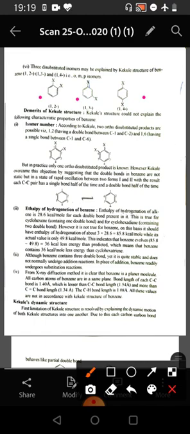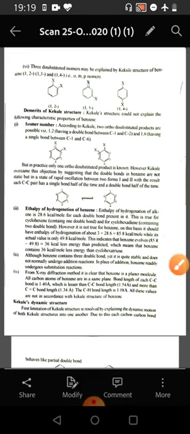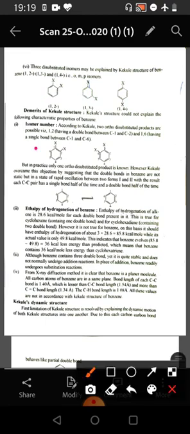The Kekule structure could not explain the following characteristic properties of benzene. First is isomer number. According to Kekule, 2 ortho disubstituted products are possible: 1,2, having a double bond between carbon C1 and C2 and a single bond between C1 and C6, and the other having a single bond there and a double bond here. But in practice only one ortho disubstituted product is known.